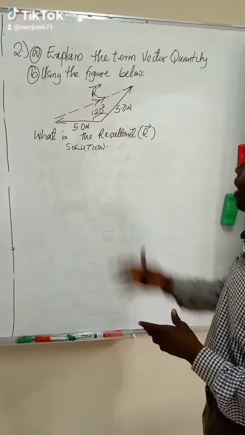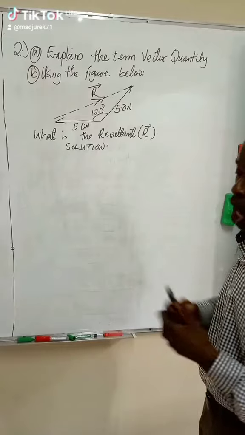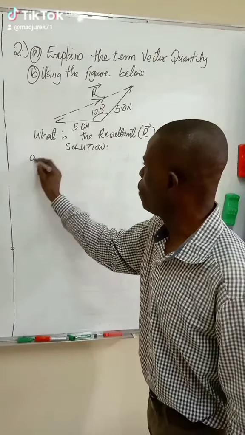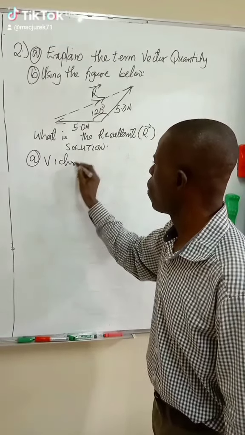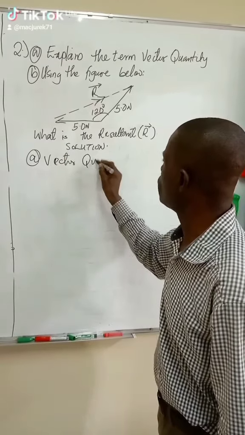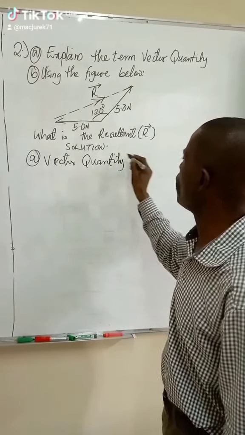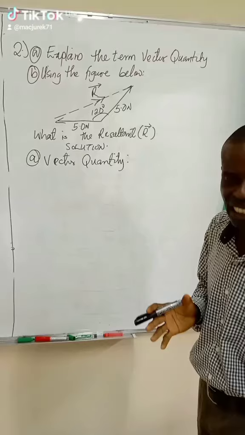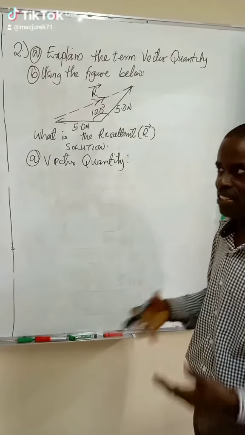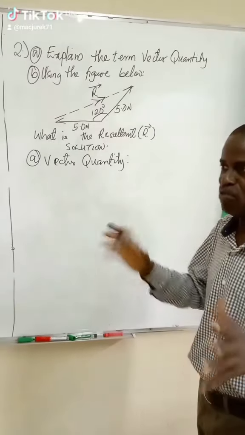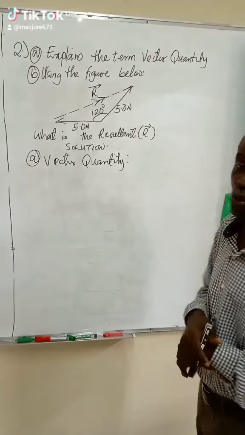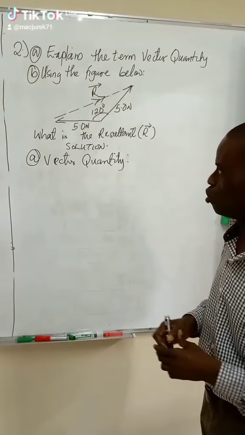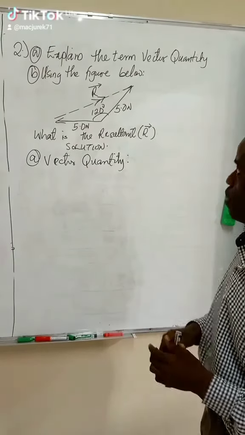We have a question before us that has to do with vector, and then we're going to talk about the term vector quantity. If you talk about vector quantity, it is actually referring to a term whereby the quantity or the parameter has both magnitude and direction in existence. That means it can be represented in vectorial form. Typical examples of a vector quantity are your force, your momentum, your acceleration, and so on and so forth. So I've just given an explanation to that.